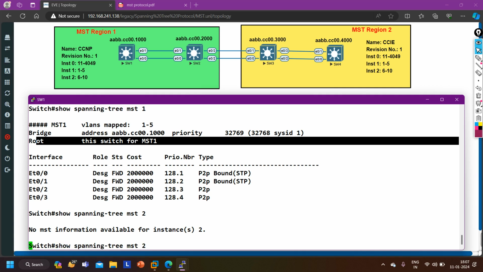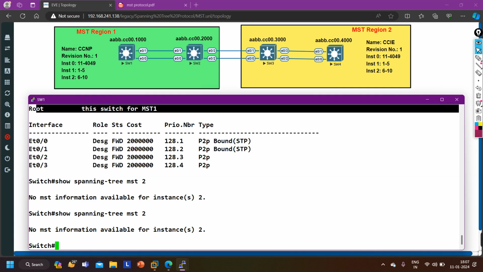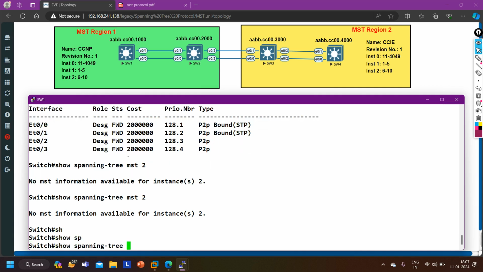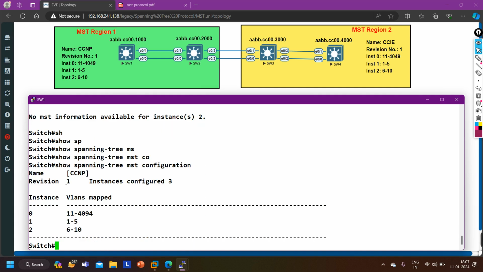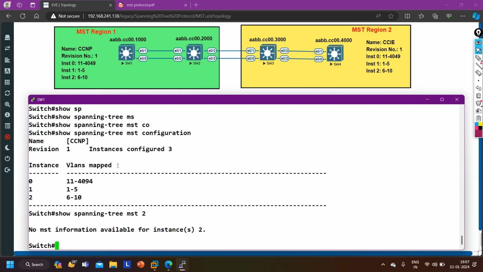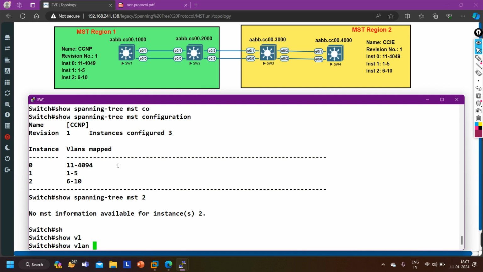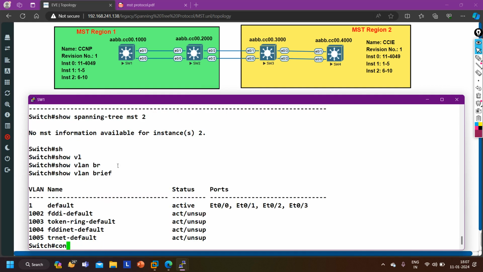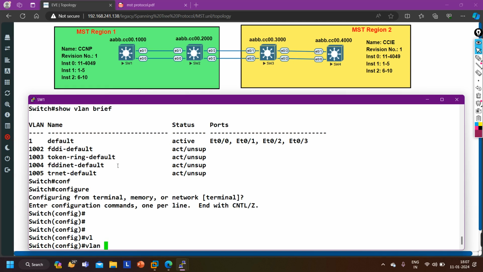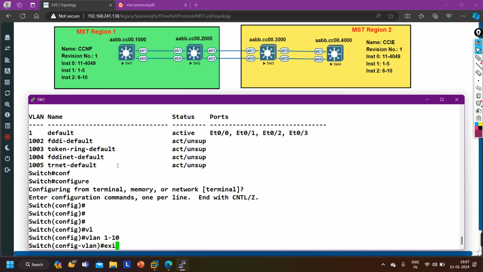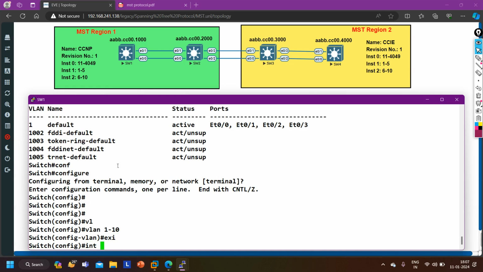For instance 2, oh, we don't have instance 2 here. So spanning tree MST configuration, yes, we have instance 2. But show spanning tree MST says no MST information available for instance 2. VLAN brief, actually we don't have VLANs here. So let me do one thing. Let me create VLAN 1 to VLAN 10, and let me configure the links between switches as trunk as well.